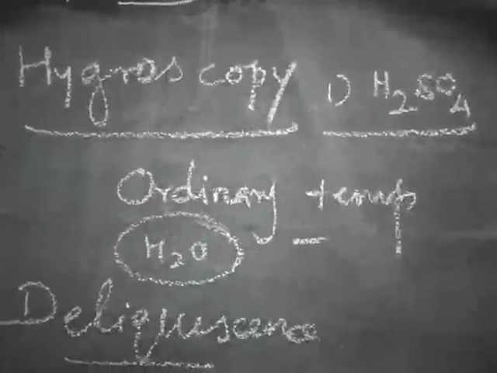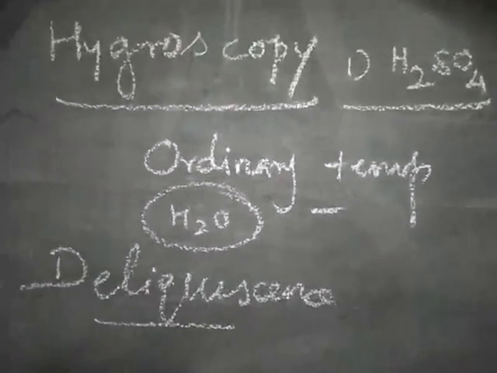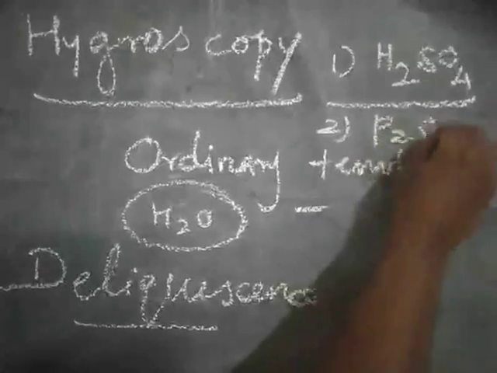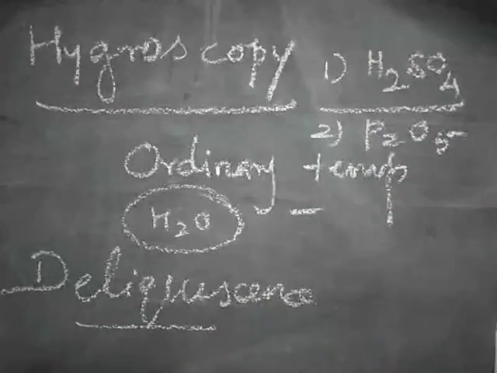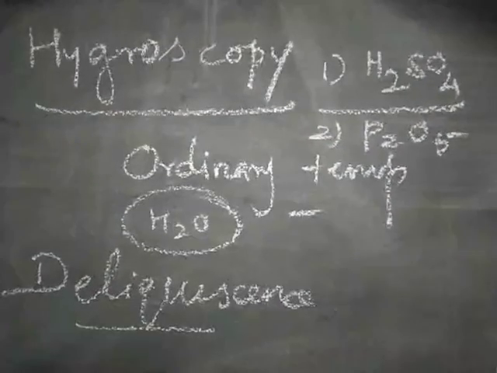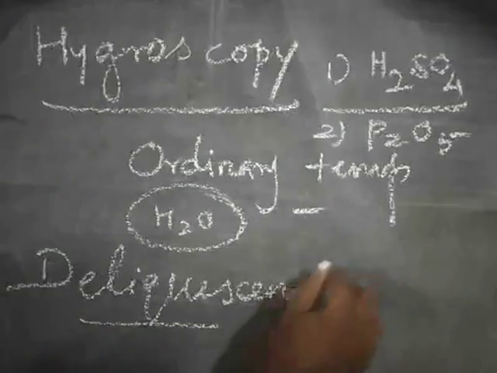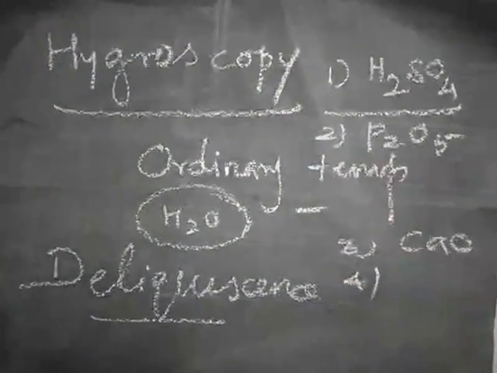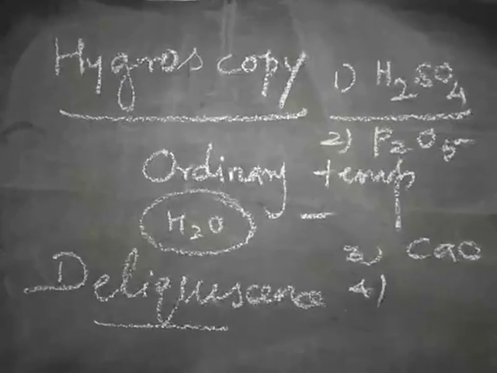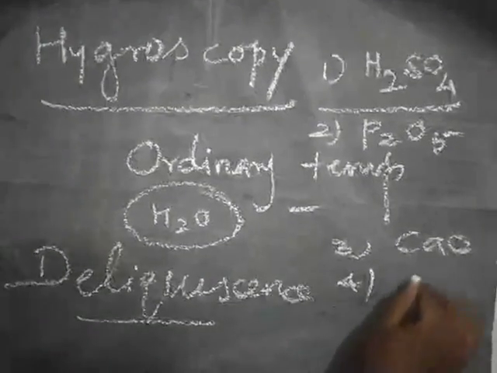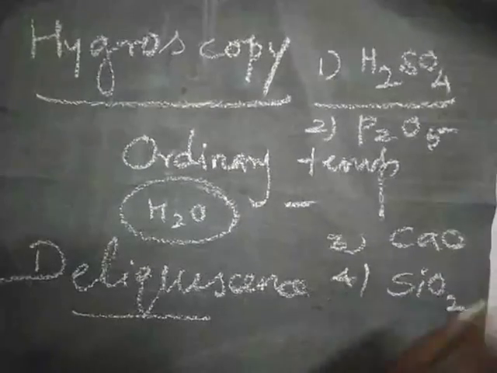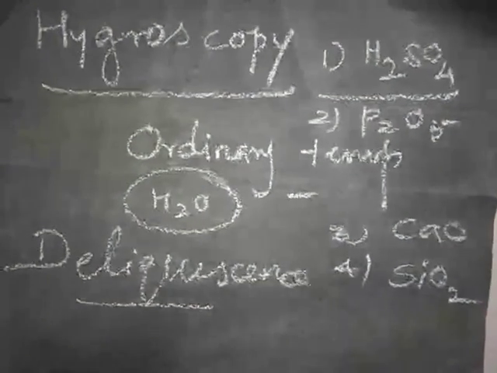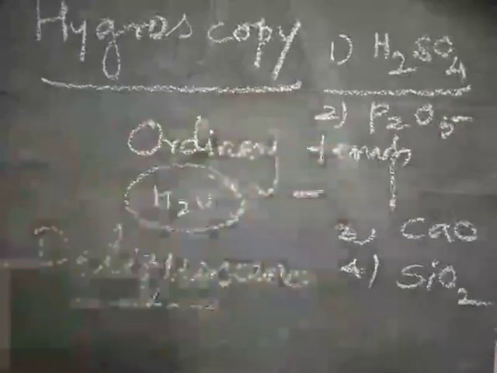Examples: concentrated sulfuric acid, one of the best examples. Second, phosphorus pentoxide, P2O5. Third, quicklime, calcium oxide. Fourth, silica gel, SiO2. These are all examples of hygroscopic substances.